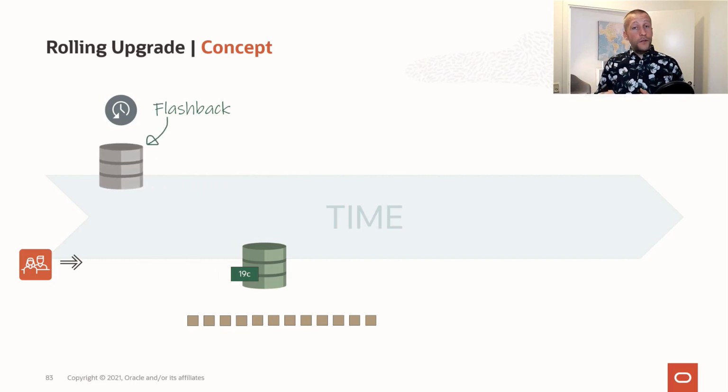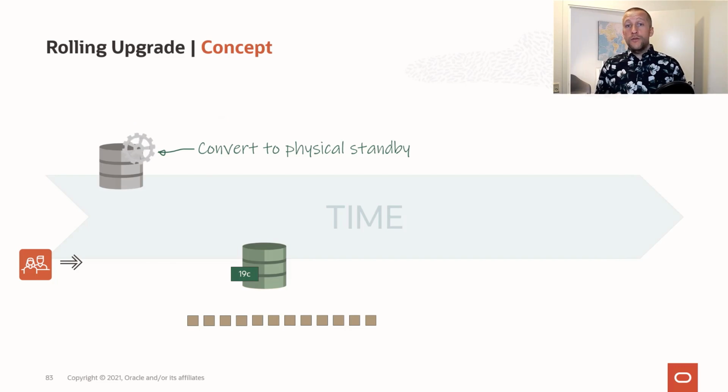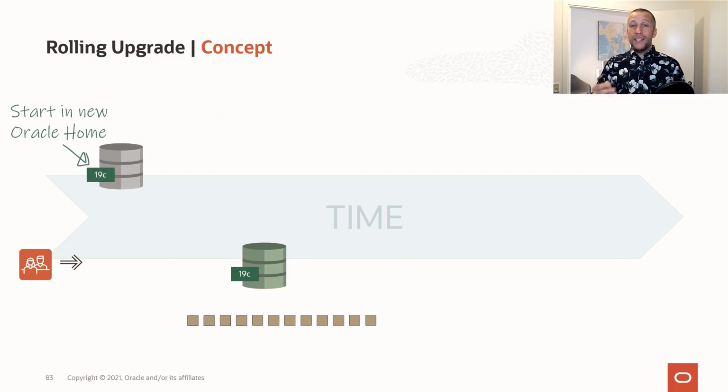Now, while the users are still using our lower database, we issue a flashback database on the upper database and send it back in time to before we started the entire process. We can then convert it into a physical standby. We stop it and start it in the new Oracle home.